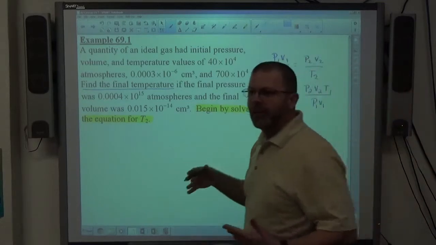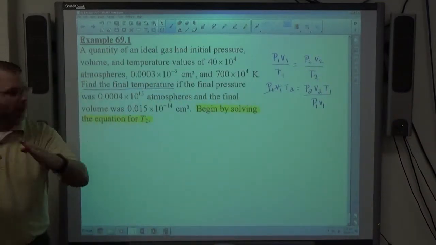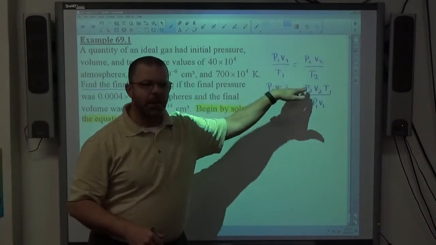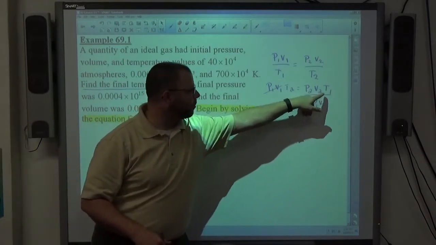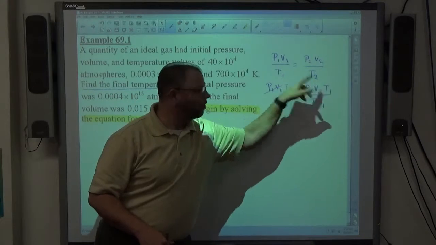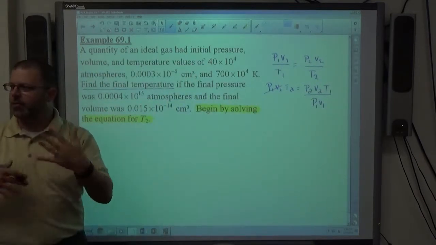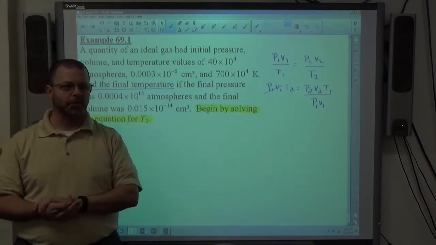I can do that for any one of the 6 variables. You cross multiply, you always get this, and whichever variable you want, just divide by the stuff being multiplied. So if I wanted V2, for example, divide this side by P2 T1, and you've got V2. So you have the ability to get any one of those variables equal to everything else.